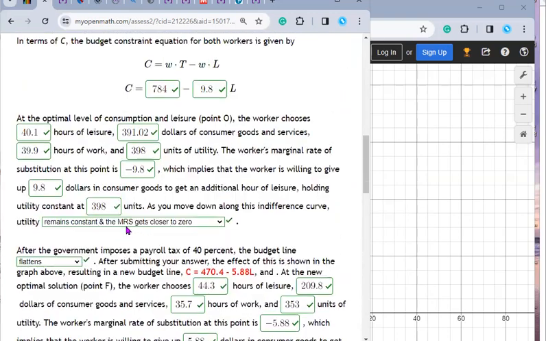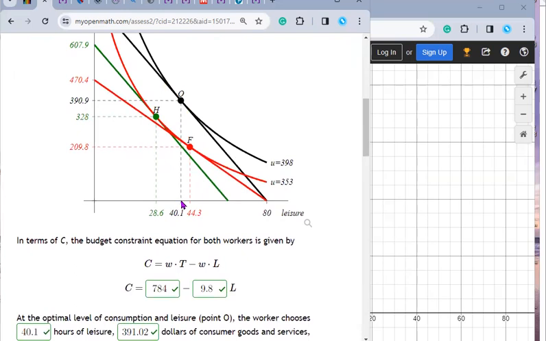The income effect is dominated. So the substitution effect is from point O to point H, moving from here to there, is bigger than moving from H to F. So the substitution effect is from the green to the red. The income effect is from the black to the green. So this effect is smaller than this effect, right?